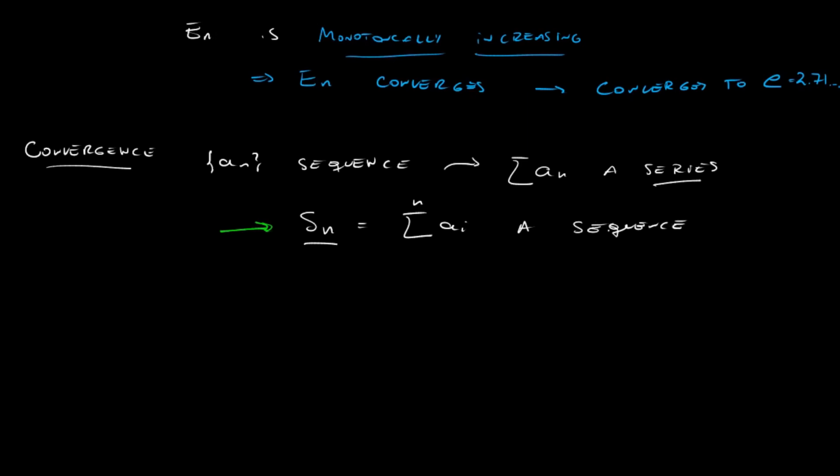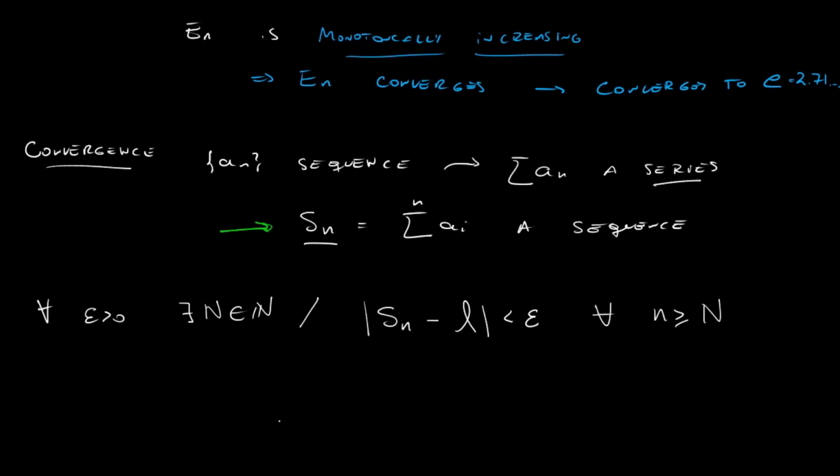So the definition was that for every epsilon greater than 0, there exists a natural number N such that my sequence, in this case S of n, minus my limit, is smaller than epsilon for every natural number n that's greater than or equal to this N I found. And what is S of n? Well, S of n is the sum from i equals 1 to n of a sub i, minus L.